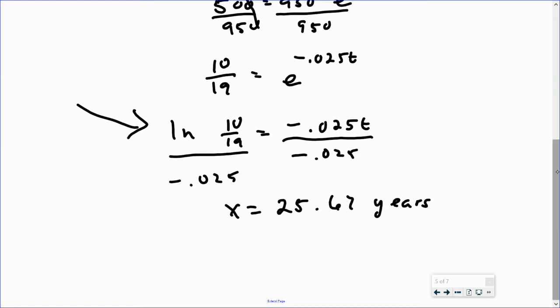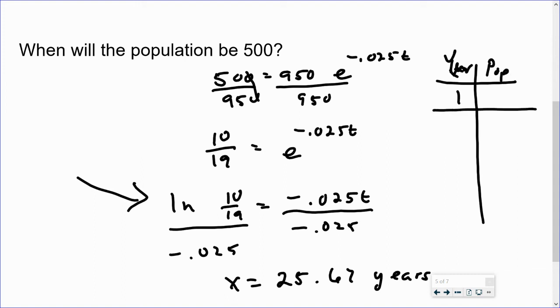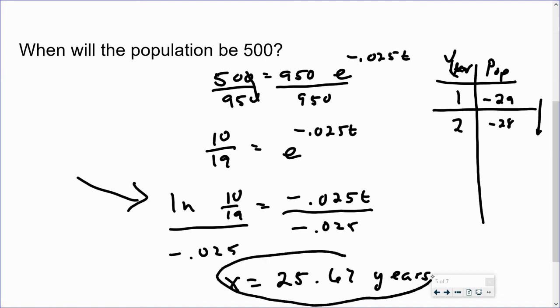Now, it seems like that's an awful long time. But remember that with each time, in year one, this is population, they lose 29 people. Okay, so 950 minus 29 times 0.03. In year two, they lose 28 people. So with every year as I go down, I'm losing fewer and fewer people. That's why it takes such a long time to end up with 500 people.